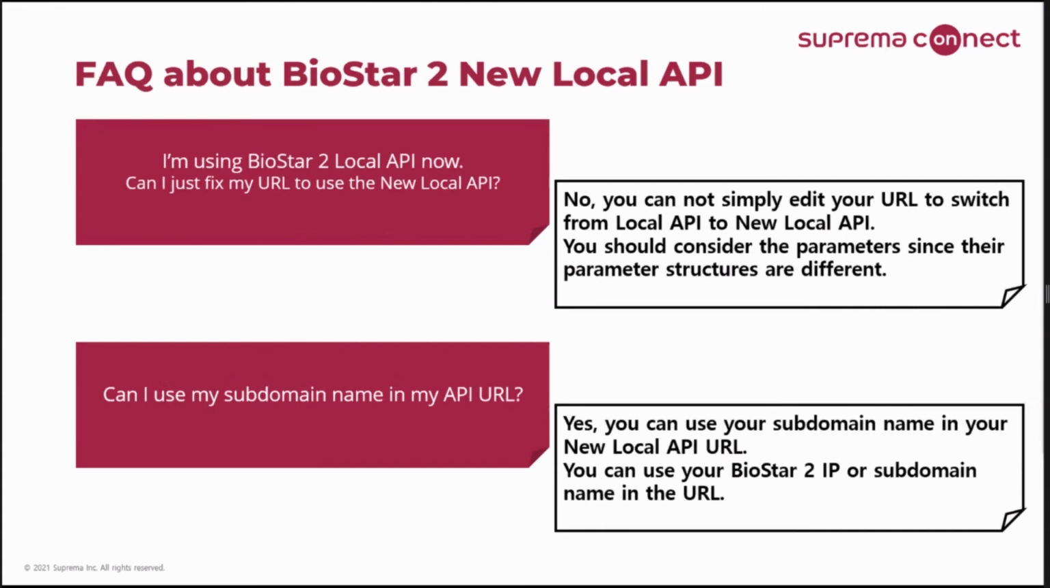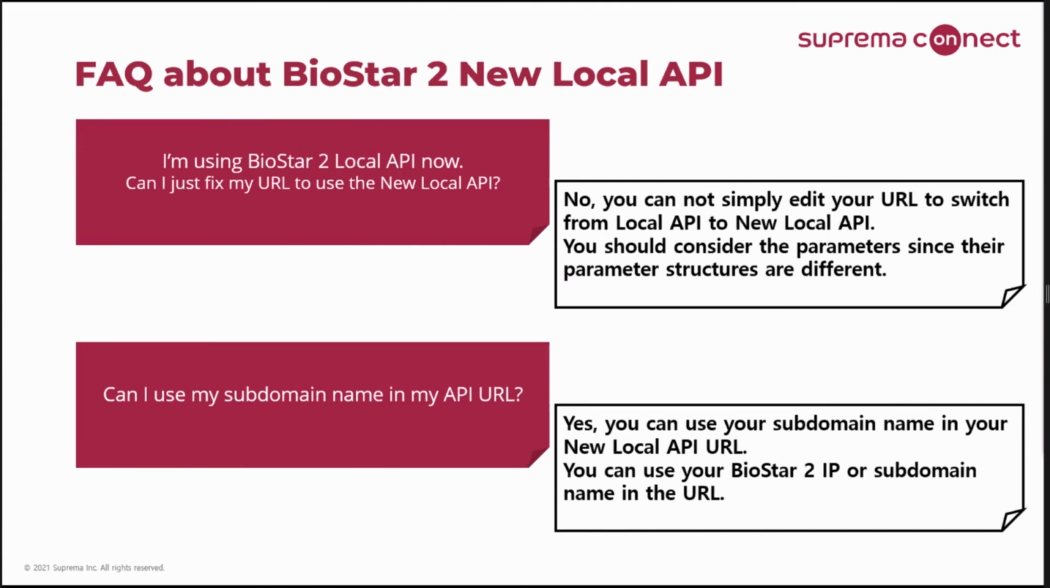Question number 3, I'm using BioStar2 local API now. Can I just fix my URL to use the new local API? Answer is no. You cannot simply edit your URL to switch from local API to new local API. You should consider the parameters since their parameter structures are very different. Some of them are the same, but some of them might have different parameters, so you would have to consider that.